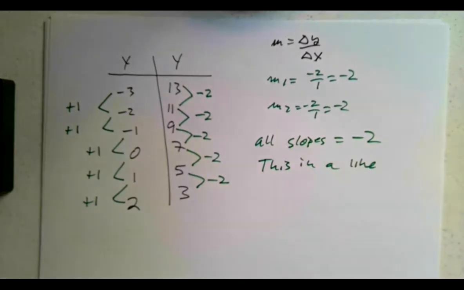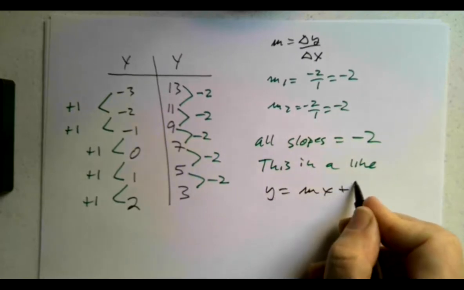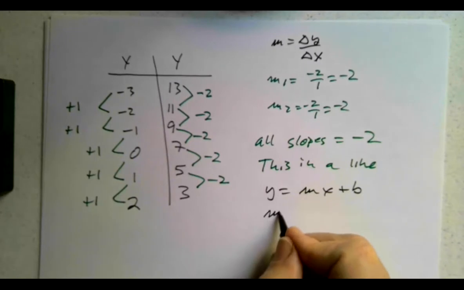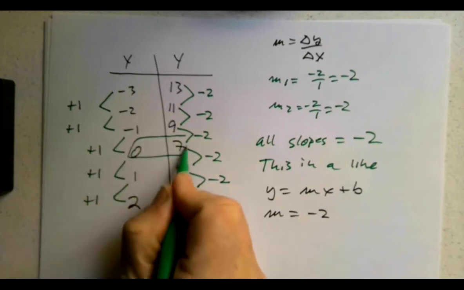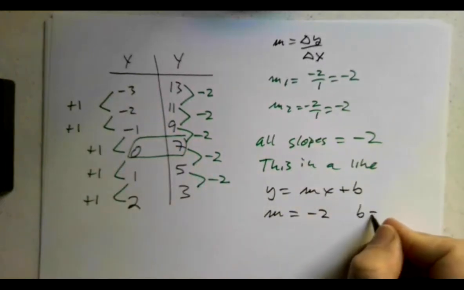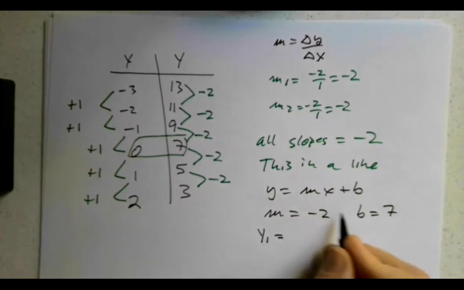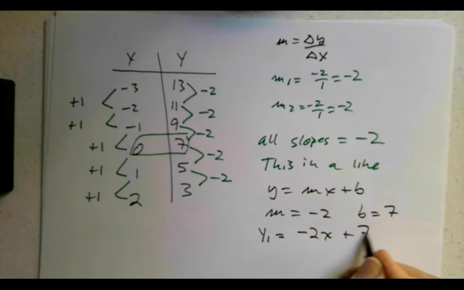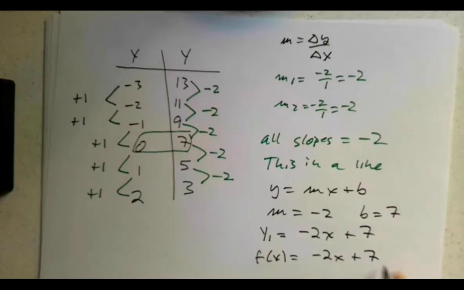Now we know the equation of a line is y equals mx plus b. Fine, we have our slope equals -2. We also have our y-intercept. Where is that? That's here. If the x value is 0, the y-intercept is whatever the y value is. So b is 7. So our function here, our y1, is -2x plus 7. So that was a linear function, and that is the equation. If you want to write it as a function, you could say f of x is -2x plus 7 for our linear function.